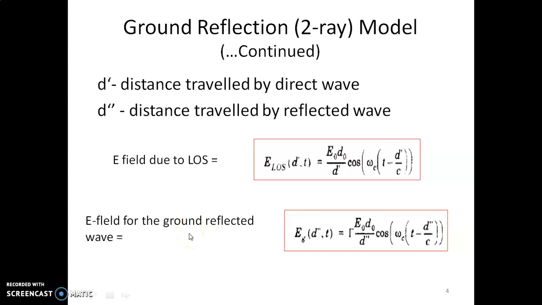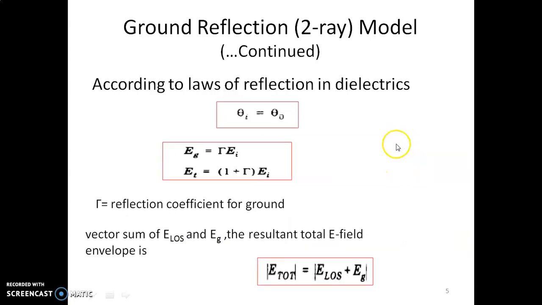Then what about the reflected component? We should know the electric field of the reflected component. That is given by Eg of d double dash comma t, which is equal to the reflection coefficient, this is your reflection coefficient, times E naught d naught by d double dash cos of omega c t minus d double dash by c. This is the distance traveled by the reflected wave, and this is the distance traveled by the line of sight signal.